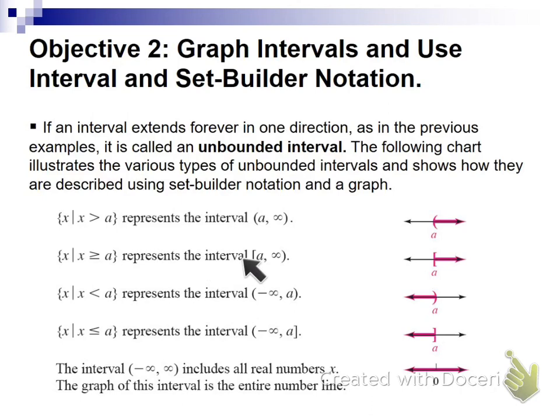Greater than or equal to is a bracket. Instead of a closed circle, I use a bracket. Here, x less than a would be negative infinity to a. X less than or equal to a would look like an inclusive. That's what that bracket is, inclusively from negative infinity to a. The interval from negative infinity to infinity means all real numbers. Okay, so we want to get in the habit of writing in interval notation.